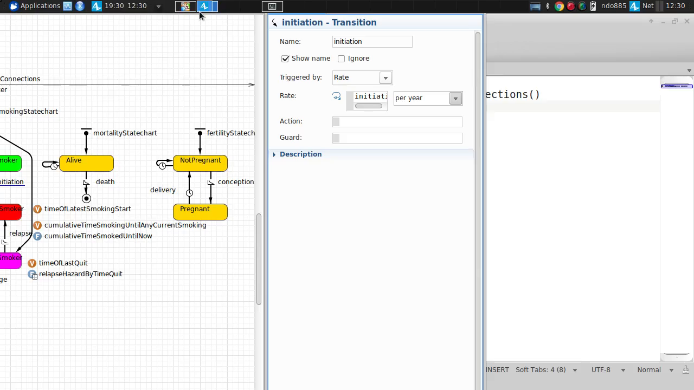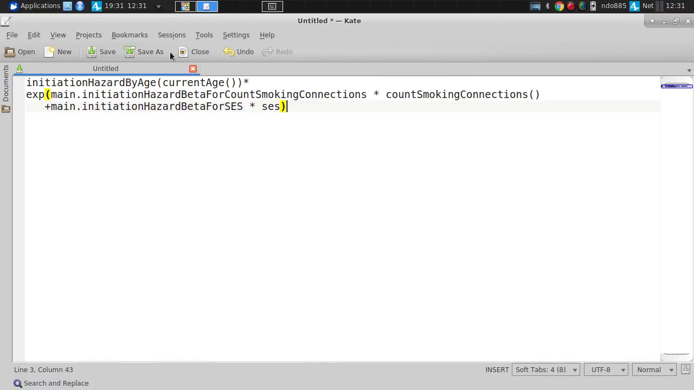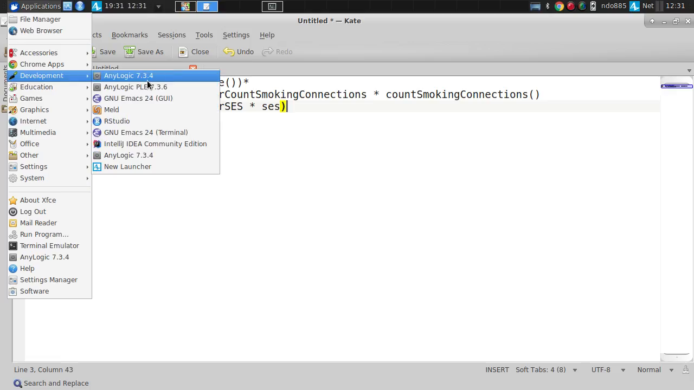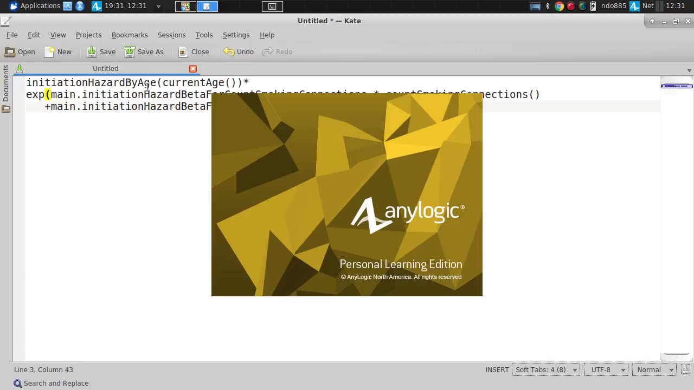Pardon me, I'm exhibiting computational distress. Okay, fine. I'll quit AnyLogic, and I'll come back. I saved, and I'll come back into AnyLogic. Here we go. Development, come back into there.